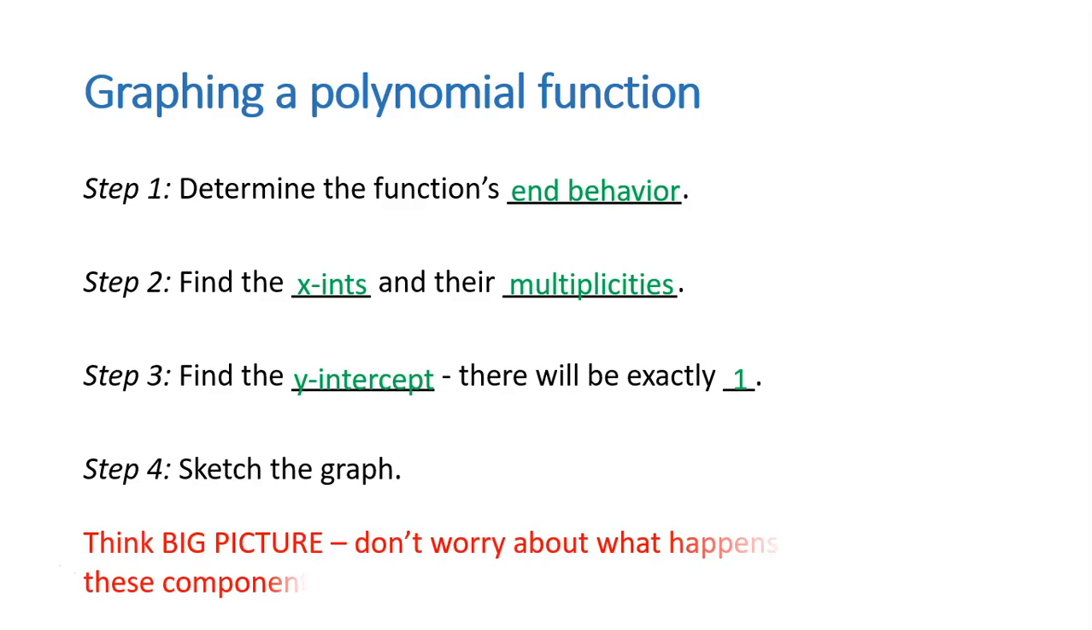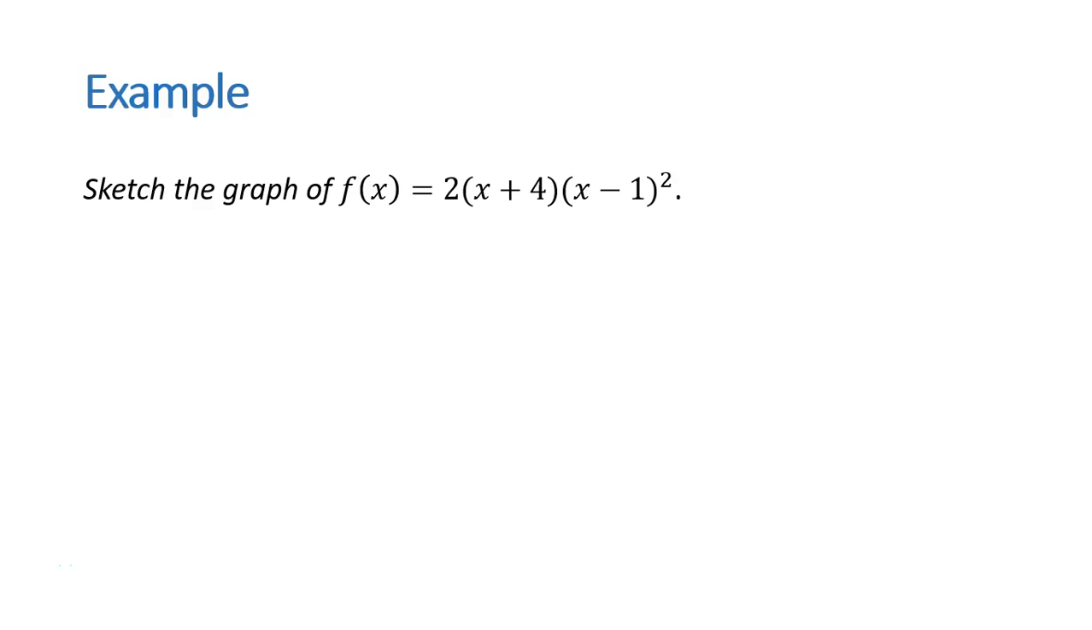So one thing I want you to keep in mind is that you need to just think big picture. Don't worry about what happens between these components. Although this gives us most of what we need for a graph, there are some things we're going to have to sweep under the rug just because we don't have enough math to deal with them yet. So as long as you know where the tails are pointing and in general what's happening in between with the intercepts, you have enough to get a reasonably accurate graph. So let's try our first example.